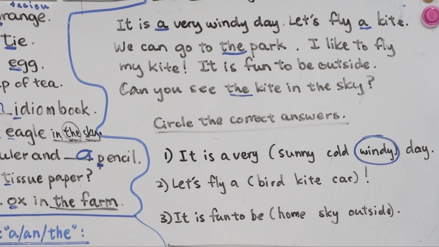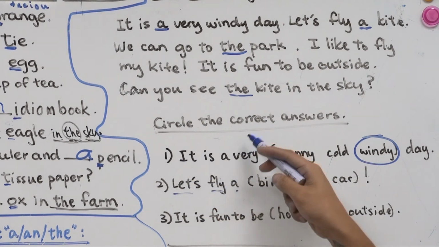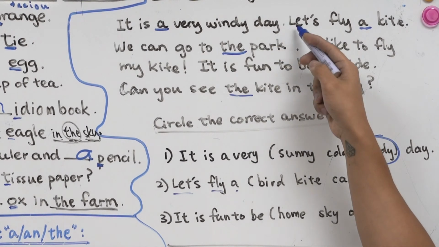Alright, so let's check the answers together. For number 2, let's fly a bird, kite, or car. Now, we have to take a look at the keywords. Let's fly. Can we find the word let's? L-E-T apostrophe S. Yes, over here.